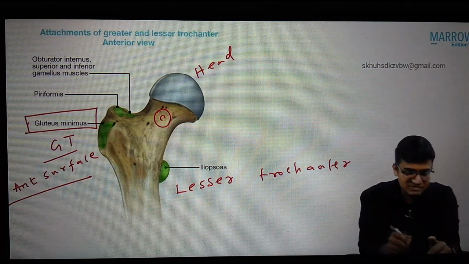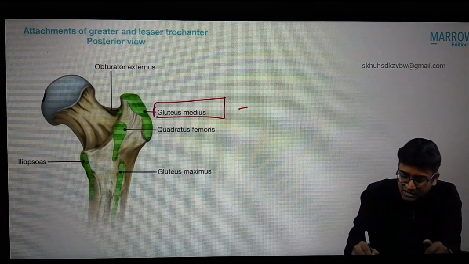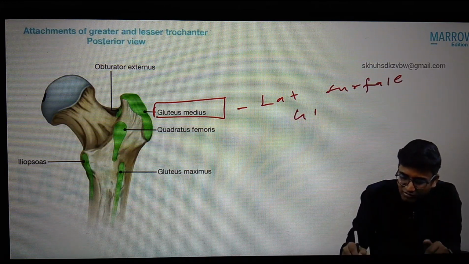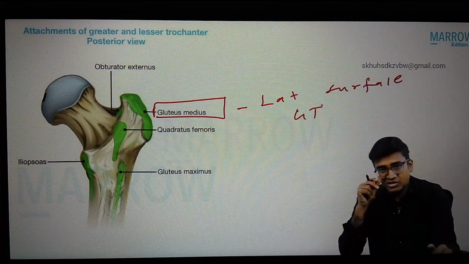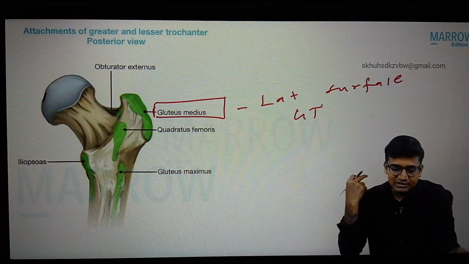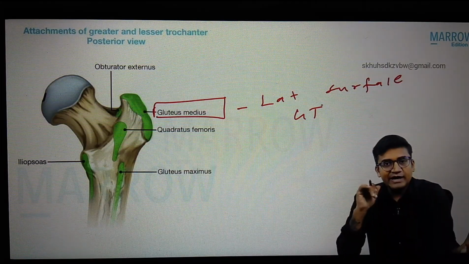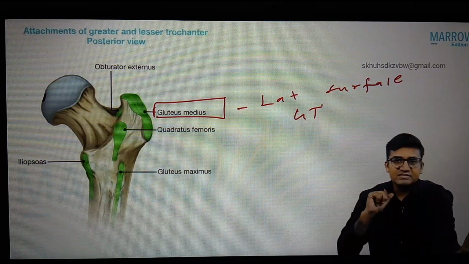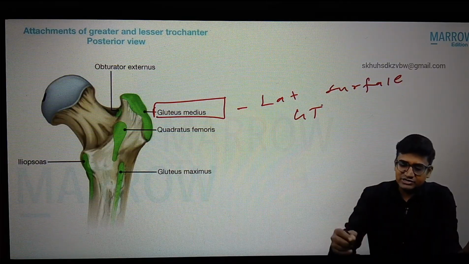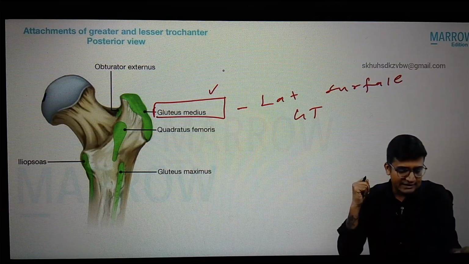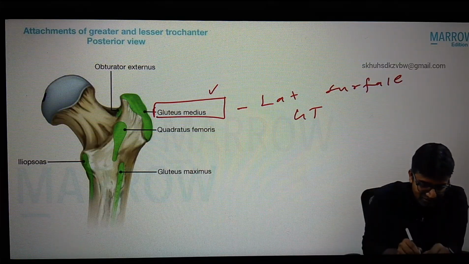What about the gluteus medius muscle? The gluteus medius muscle is attached to the lateral surface of the greater trochanter, the oblique ridge on the lateral surface of the greater trochanter. This is the gluteus medius muscle. See, the insertion point you have to know. The anterior surface of the greater trochanter, gluteus minimus muscle. The lateral surface, gluteus medius muscle. Right. Now, what is the nerve supply?